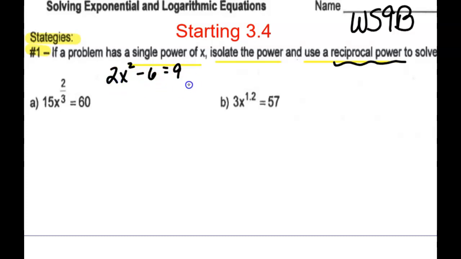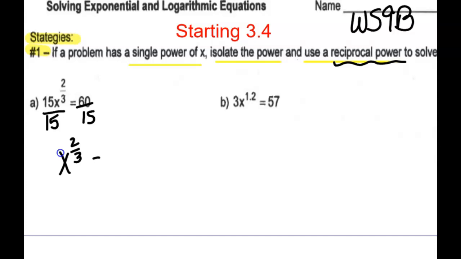This is the same thing, but now we have some funkiness up in the exponent, so we're going to use a reciprocal at the end. But again, we're going to use our Algebra 1 brain here and divide by 15 first. So we'd end up with an x to the 2/3 equals, that comes out 4, I think.